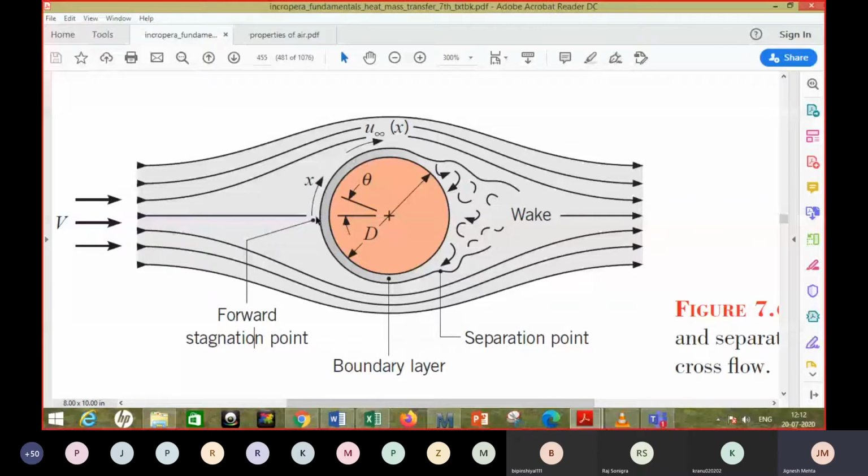So here, if you say x equal to 0 and then x equal to theta, what you find is that at x equal to theta, the pressure is lower. So of course, flow moves in the direction in which the pressure is decreasing, right? So the pressure is decreasing along x.